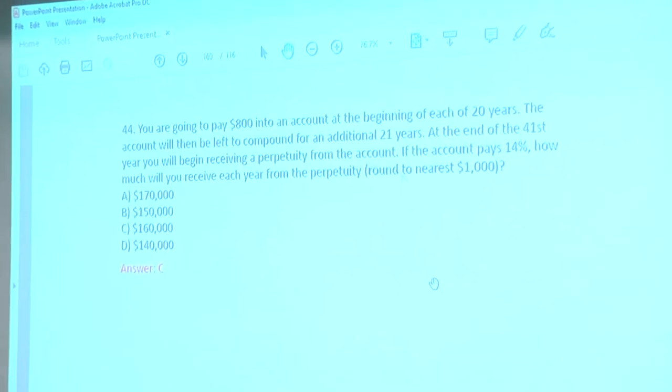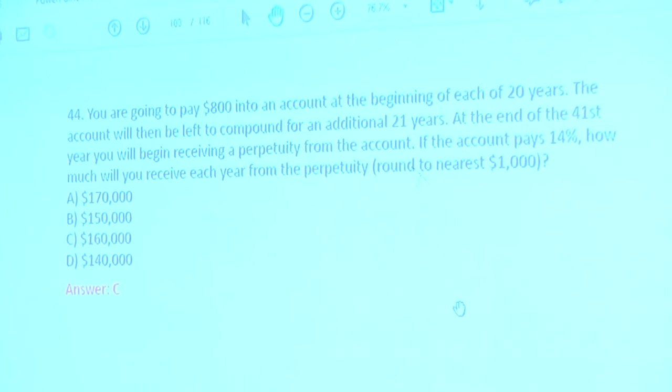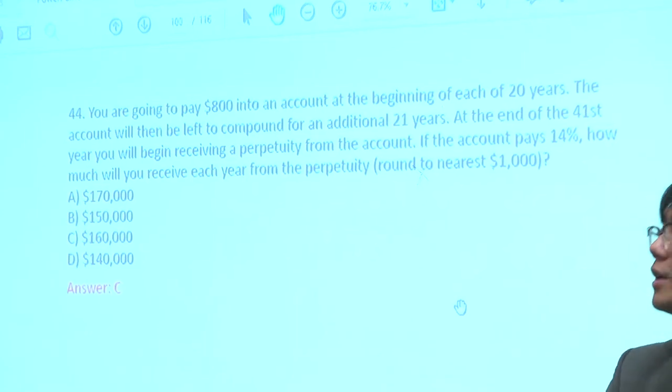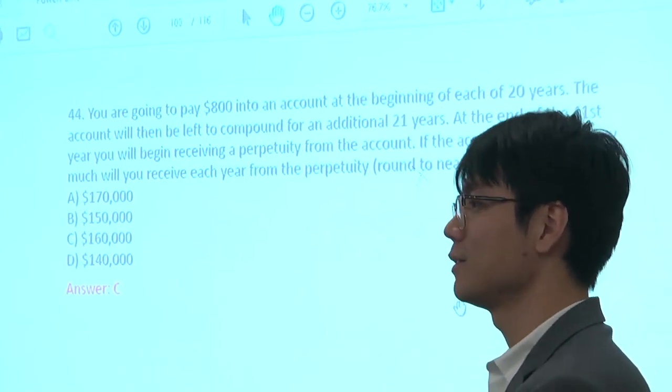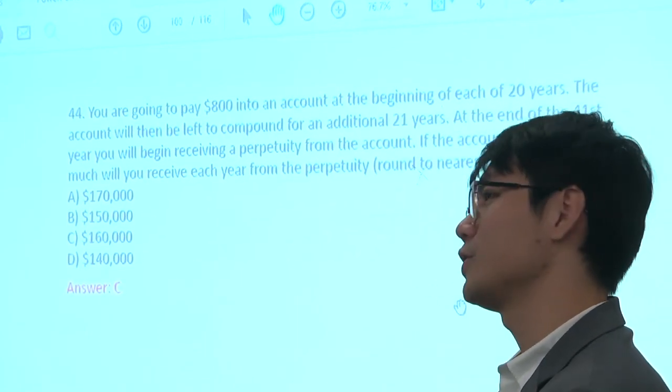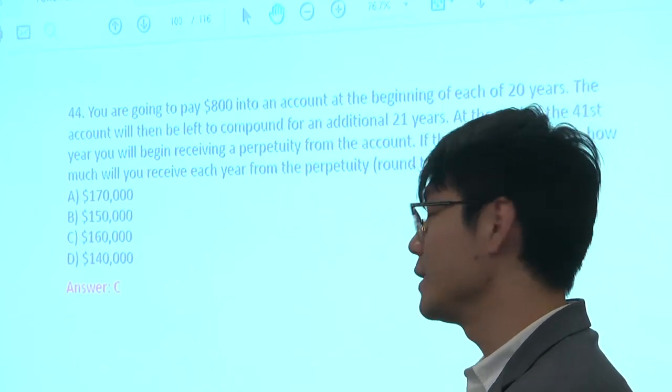You're going to pay $800 into an account at the beginning of each year for 20 years. The account will then be left to compound for an additional 21 years. At the end of the 41st year, you will begin to receive a perpetuity from the account. The account pays 14%. How much will you receive each year from the perpetuity fund? Lots of years, lots of compoundings. If you just do it on your calculator, you'll easily make a mistake.